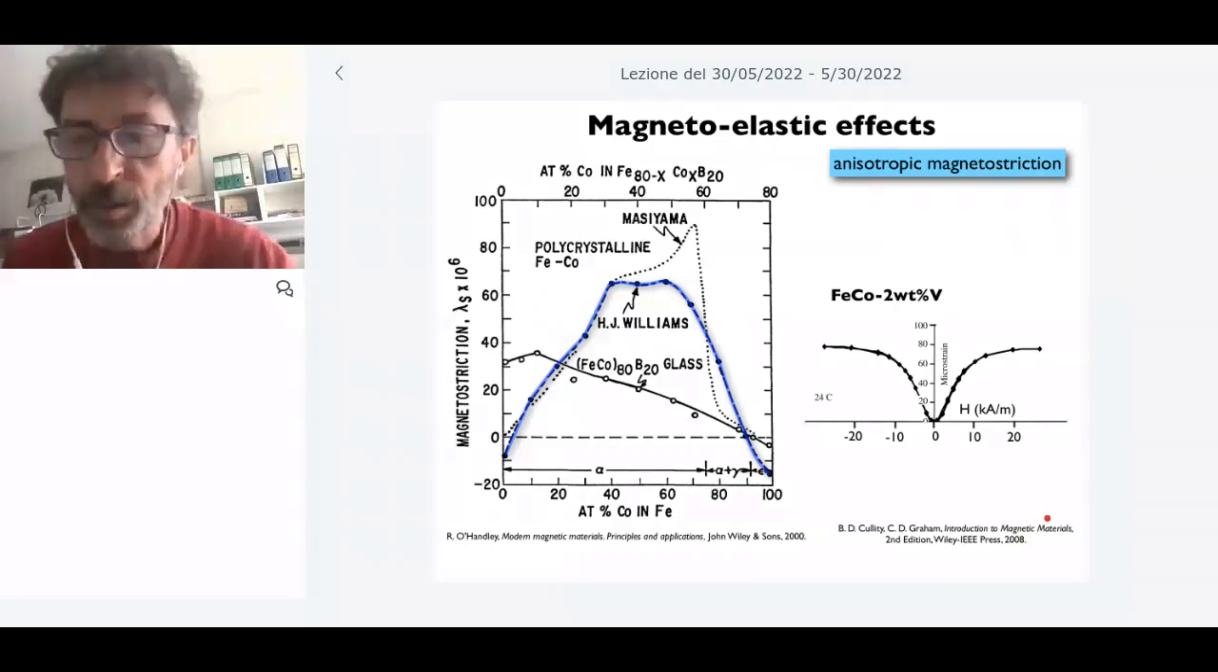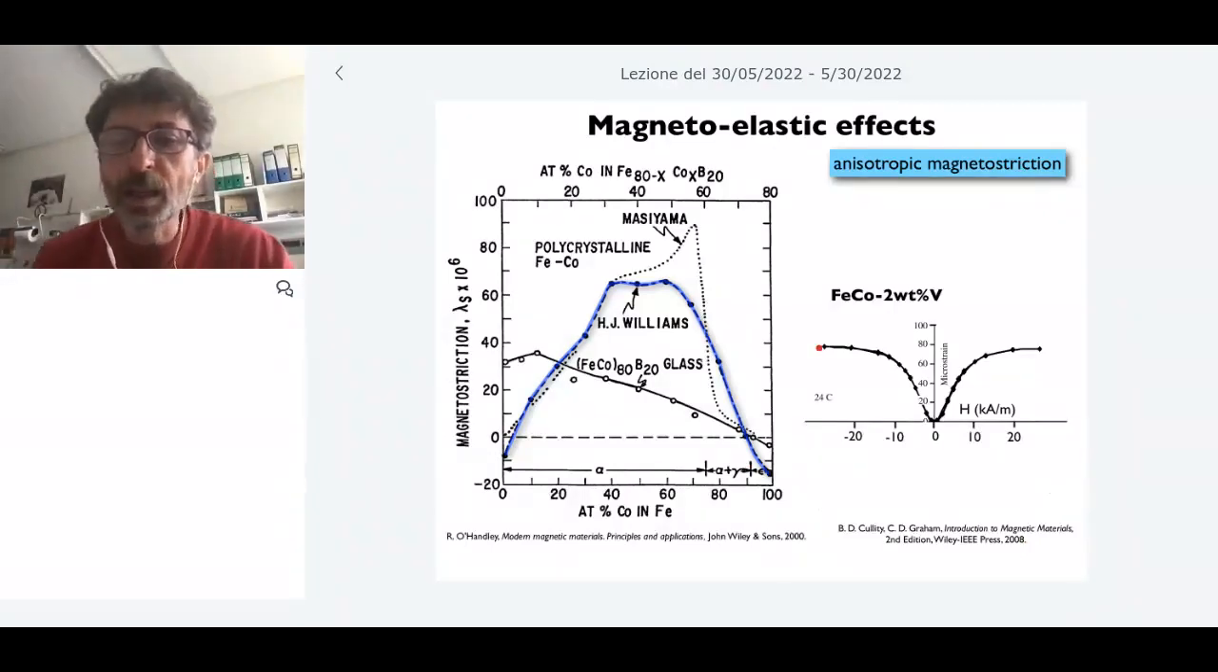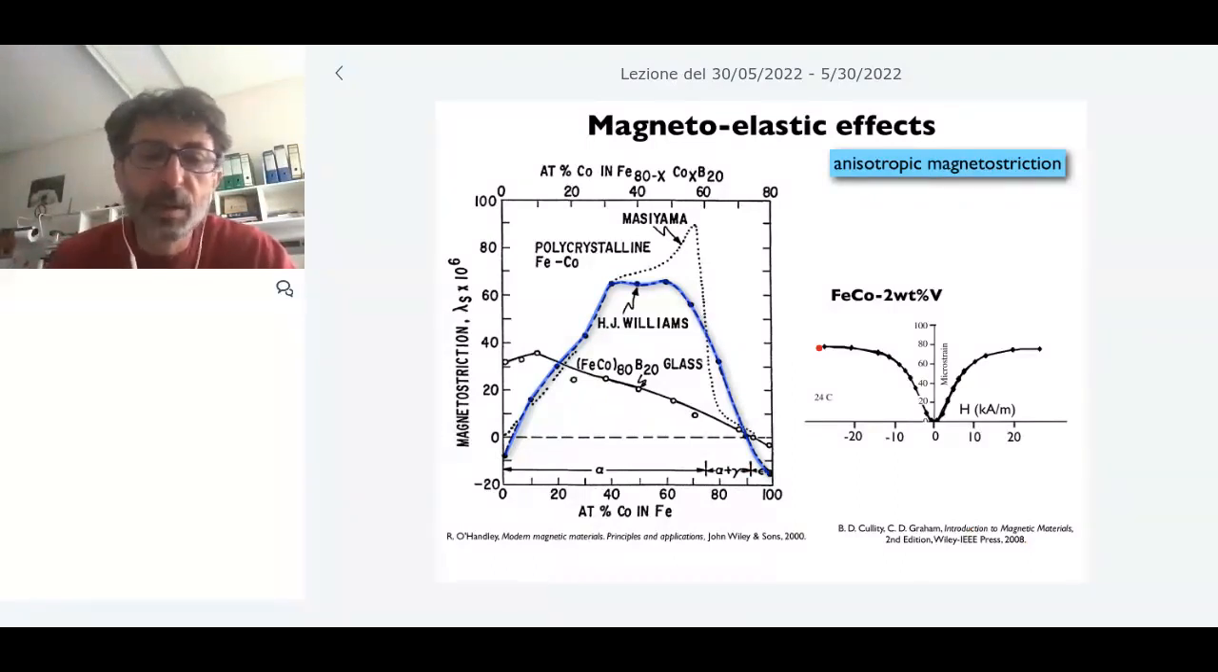Perfect. These iron cobalt alloys can be used as actuators for magnetostriction. What's the use essentially of this kind of material? Because the strain is very small, but they can make a relatively good force. So the stress produced by an actuator like this is reasonably interesting for application.